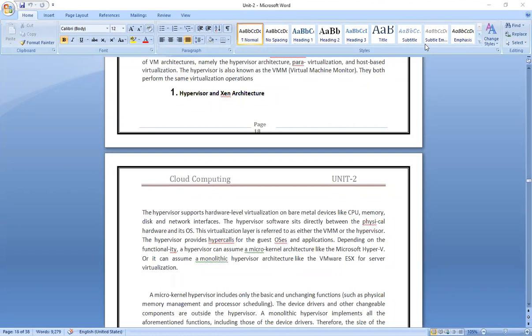So first one thing, ki what is hypervisor? So in simple terms we can say that a hypervisor is a software program used to create a virtual machine.